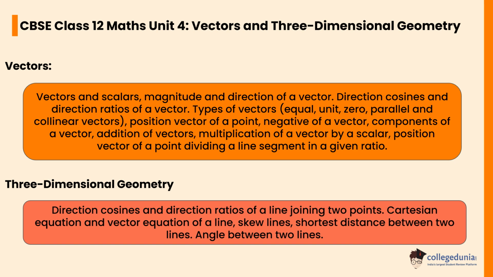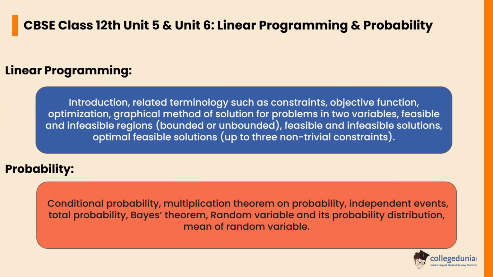In three-dimensional geometry: direction cosines and direction ratios of a line joining two points, Cartesian equation and vector equation of a line, skew lines, shortest distance between two lines, angle between two lines. Let's check the important topics of linear programming and probability.